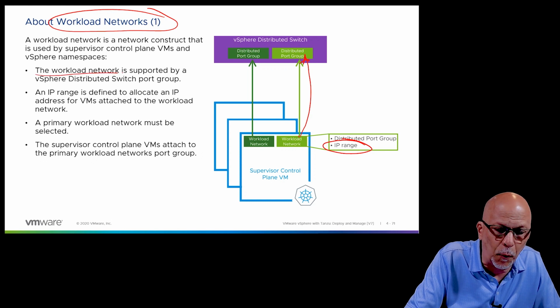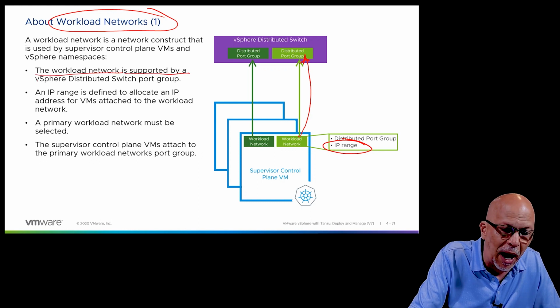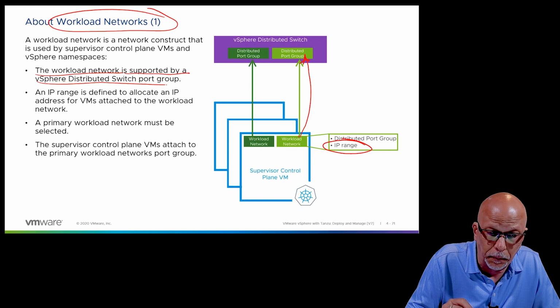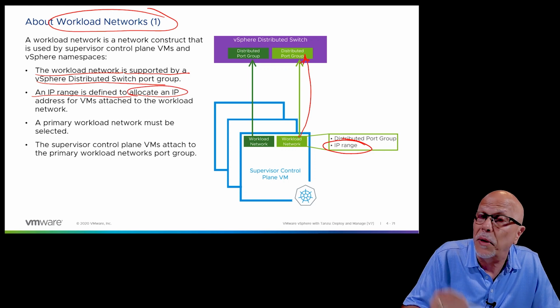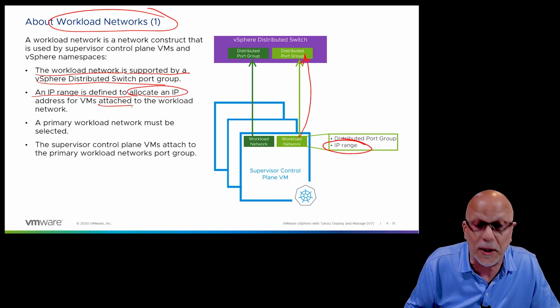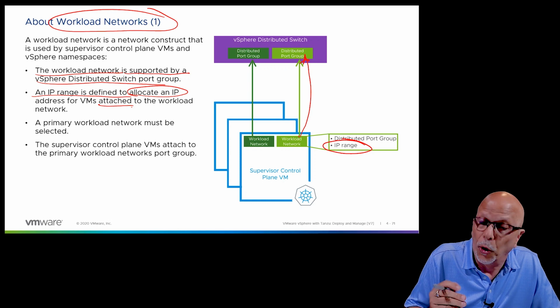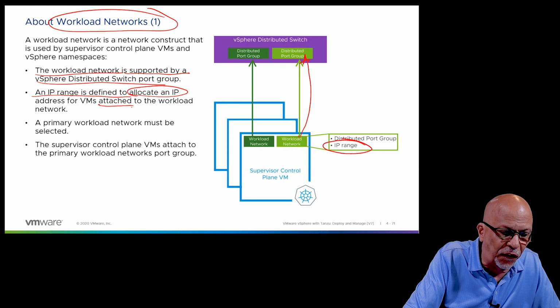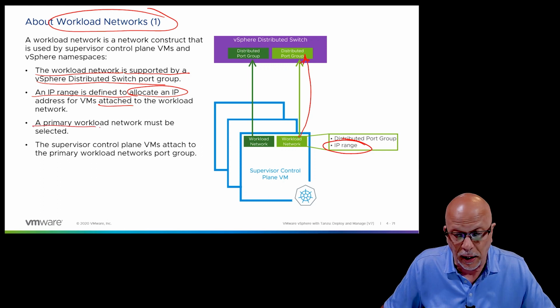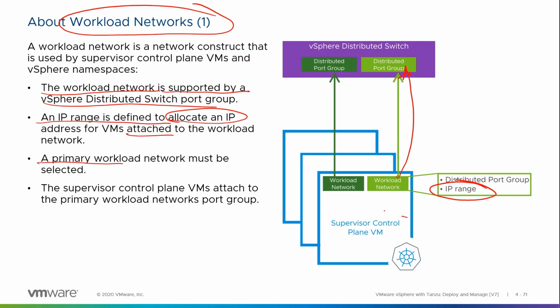So the workload network is supported by the distributed switch port group. You're going to need to define an IP range. That's going to be the range of IP addresses that we're going to be using for anything that we attach to that network. We're going to need one of those workload networks defined as the primary. The primary workload network is going to be the network that our supervisor control plane VMs are going to be plugged into.